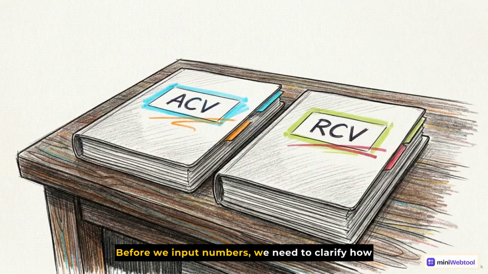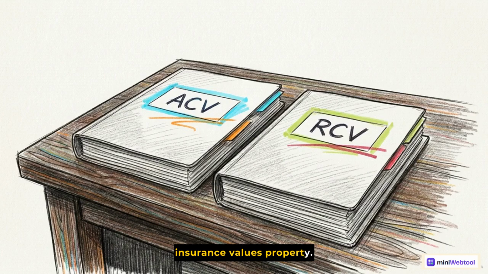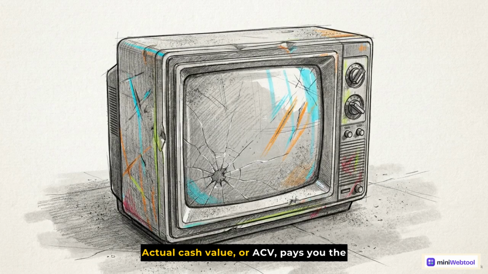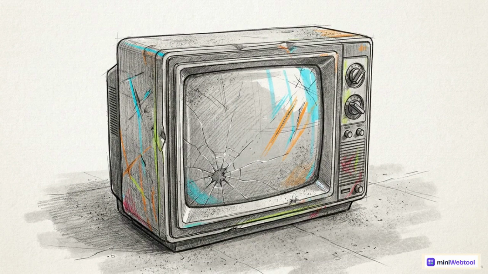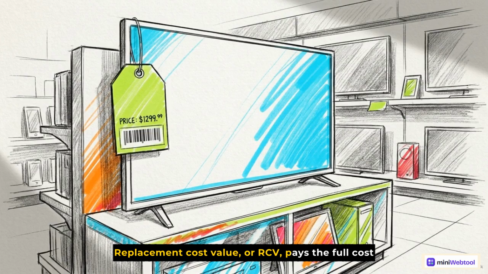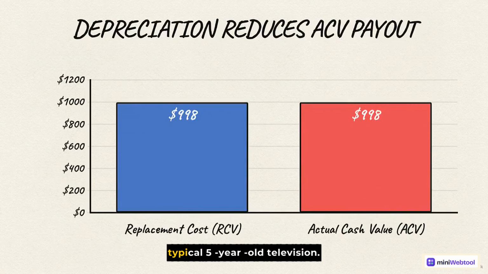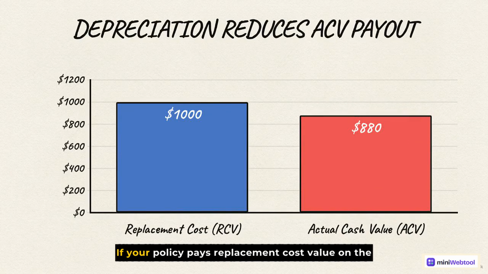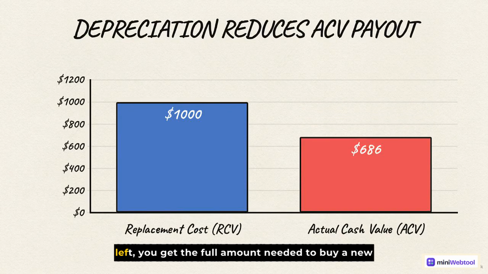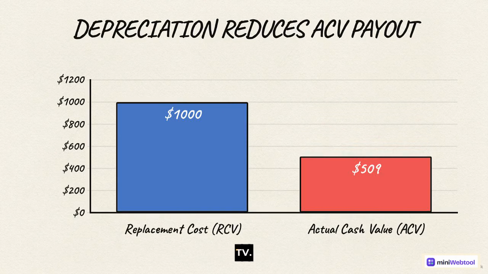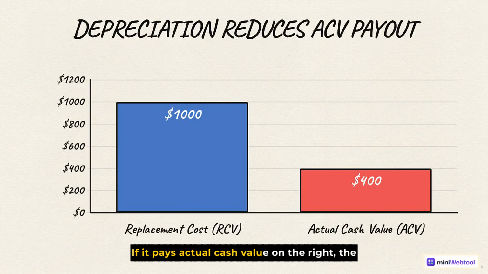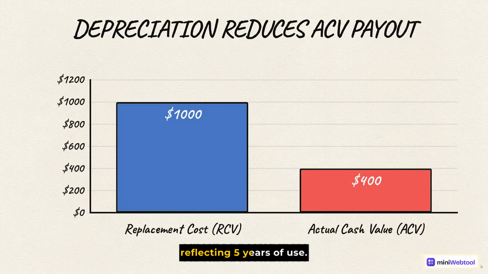Before we input numbers, we need to clarify how insurance values property. Actual cash value, or ACV, pays you the depreciated value of an item based on its age. Replacement cost value, or RCV, pays the full cost to buy a brand new equivalent today. This chart shows how those two methods apply to a typical 5-year-old television. If your policy pays replacement cost value on the left, you get the full amount needed to buy a new TV. If it pays actual cash value on the right, the payout drops down to less than half that amount, reflecting 5 years of use.